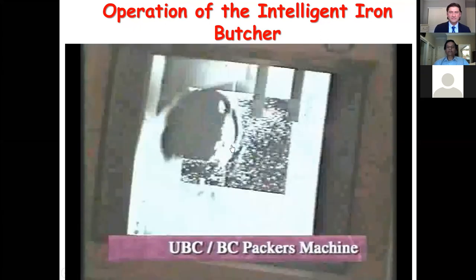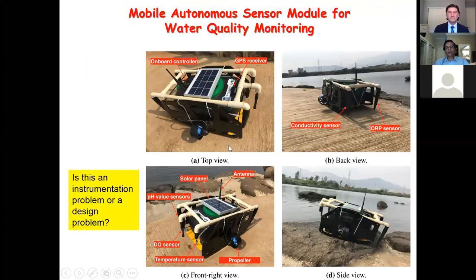Okay, again, let us stop there, and you can ask some of the questions that I asked earlier for the herring roe grading machine. Like what are the sensors, what are the actuators, what is the instrumentation problem, what is the design problem, and so on. So those are relevant to our topic here today.